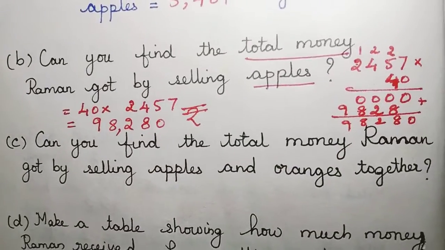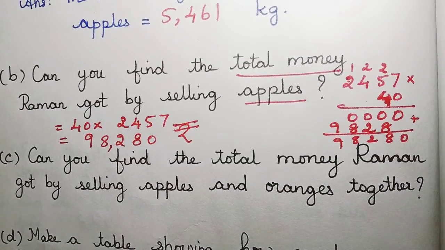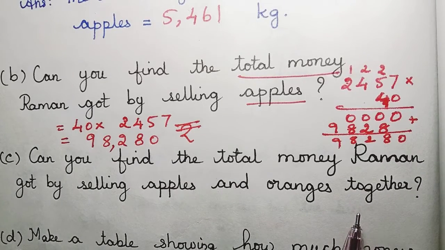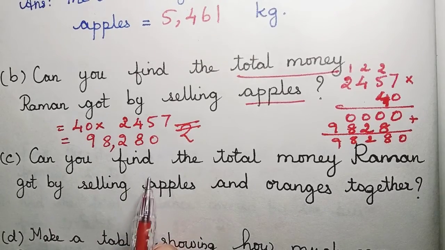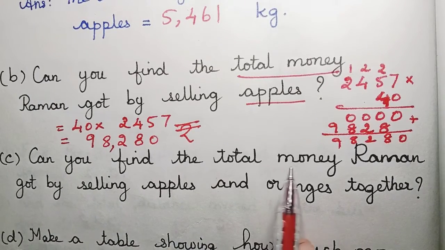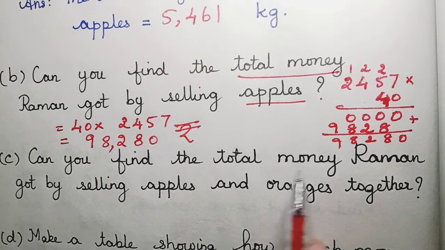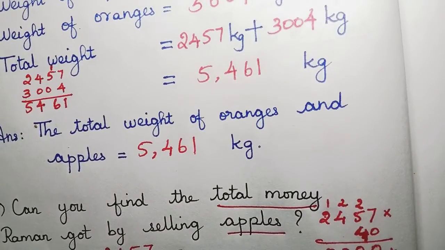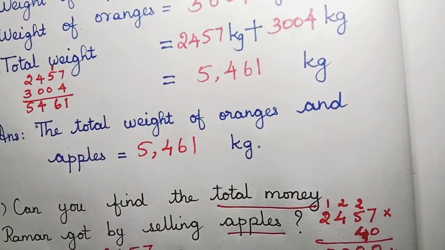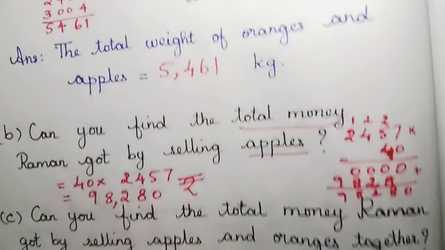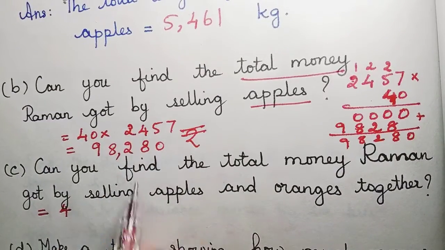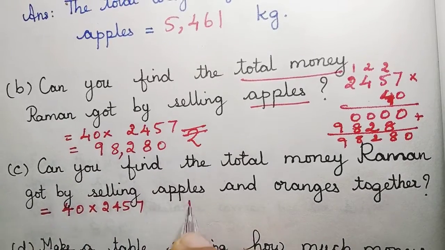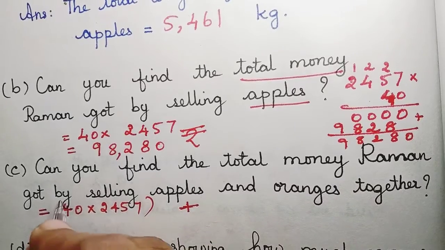So the next question is, can you find the total money Raman got by selling apples and oranges together? Okay. For this, how will you find? How to find the total money for apples alone? Then you have to find the total money by selling oranges alone. Then you have to add both. Okay. So the formula will be like, so we know how to find for this apples, right? So we will write it as such: 40 into 2,457 plus, okay, this is put in a bracket.